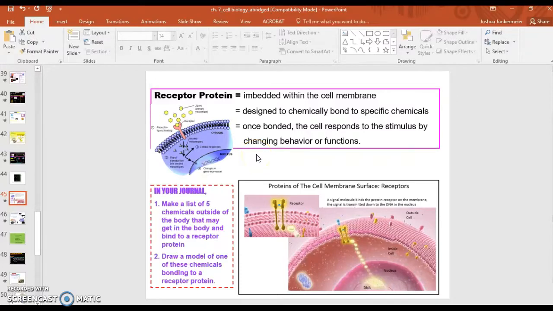This receptor protein plays a huge role in things like drug use and the effect drugs have on people, whether those are pharmaceutical or illegal drugs. Even alcohol, caffeine, all of these chemicals, these small molecules, will bond to receptor proteins in the brain and change how you feel and act, because it's changing the way the cells are acting.